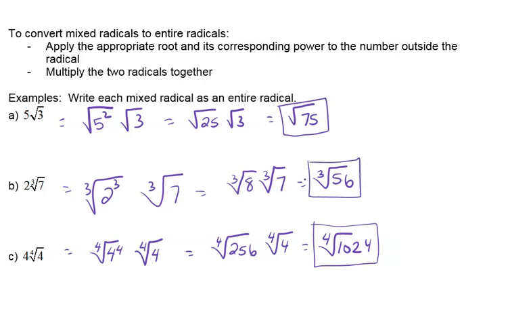So we can go either direction. Either from a mixed radical to an entire radical like these ones, or we can simplify the radical and end up with a mixed radical. Make sure when simplifying it is completely simplified, that no more perfect roots can be factored out.